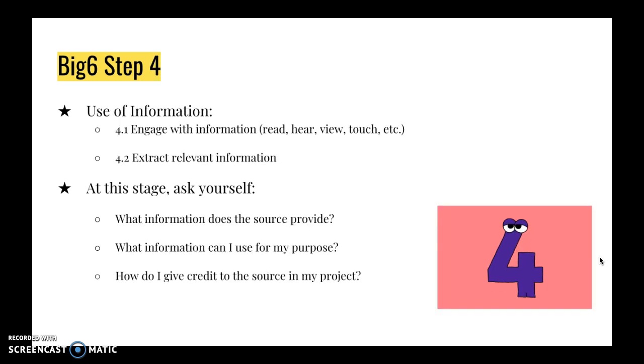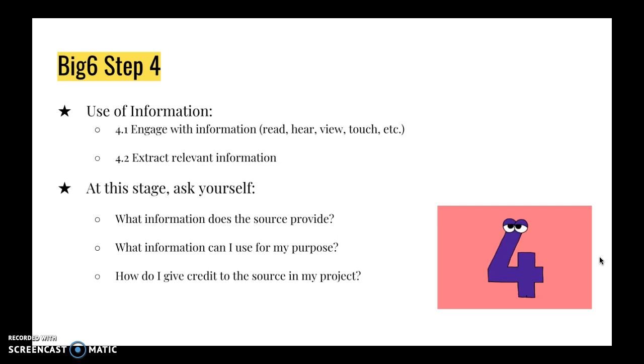All right, and the fourth step then is your use of the information. So you need to engage with the information, you need to read all of your information, you need to listen to videos, listen to people, conduct interviews, all sorts of sources. You need to engage with that information. And then, out of all those interactions you have, you need to choose what is relevant, what is purposeful and meaningful for your specific need.